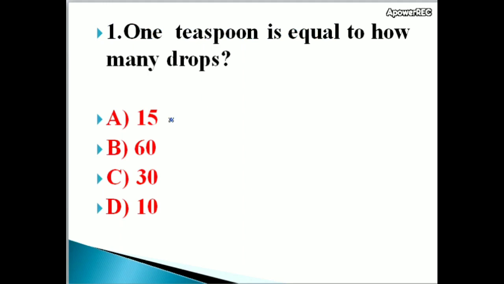First question, 1 teaspoon is equal to how many drops? Options: 15, 60, 30, 10. Correct answer is 60. 1 teaspoon is equal to 60 drops.